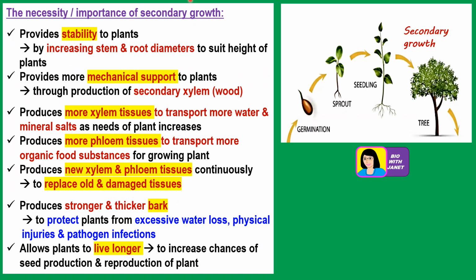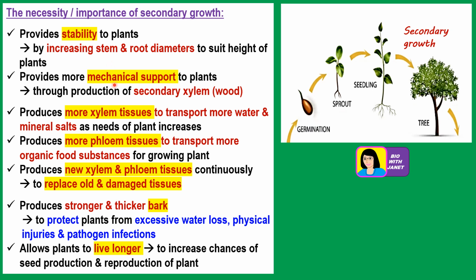So we finished discussing secondary growth in the eudicot stem and roots. Now let's continue with the necessity or importance of secondary growth. Firstly, secondary growth is the process whereby the stem and root diameter is increased. It provides stability to the plants by increasing the stem and root diameters to suit the height of plants, because the plant is growing taller and taller. So for big plants like trees, they need to increase the stem and root diameter so that they are more stable and they won't topple over, or the stem will not break.